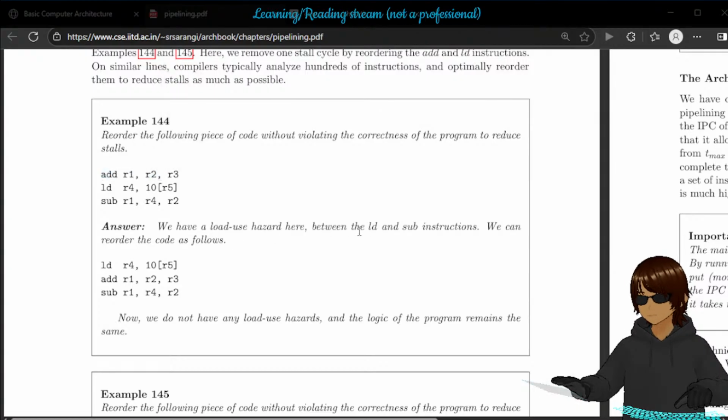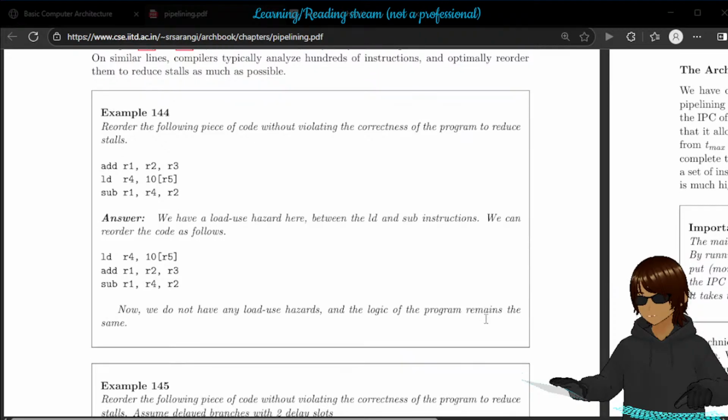We have a load use hazard here. Between the load and sub instruction, we can reorder the code as follows. Now we do not have a load use hazard. The logic of the program remains the same.